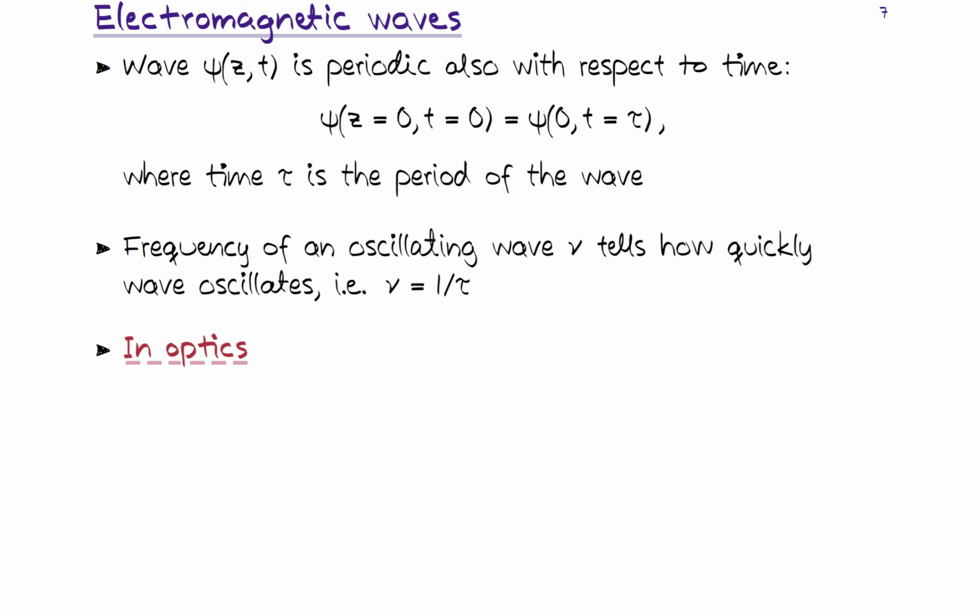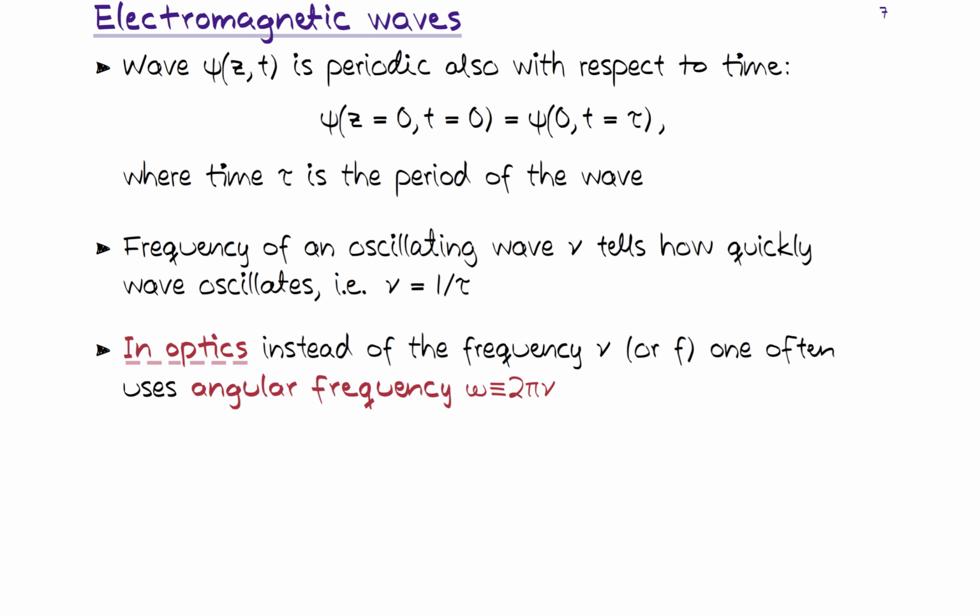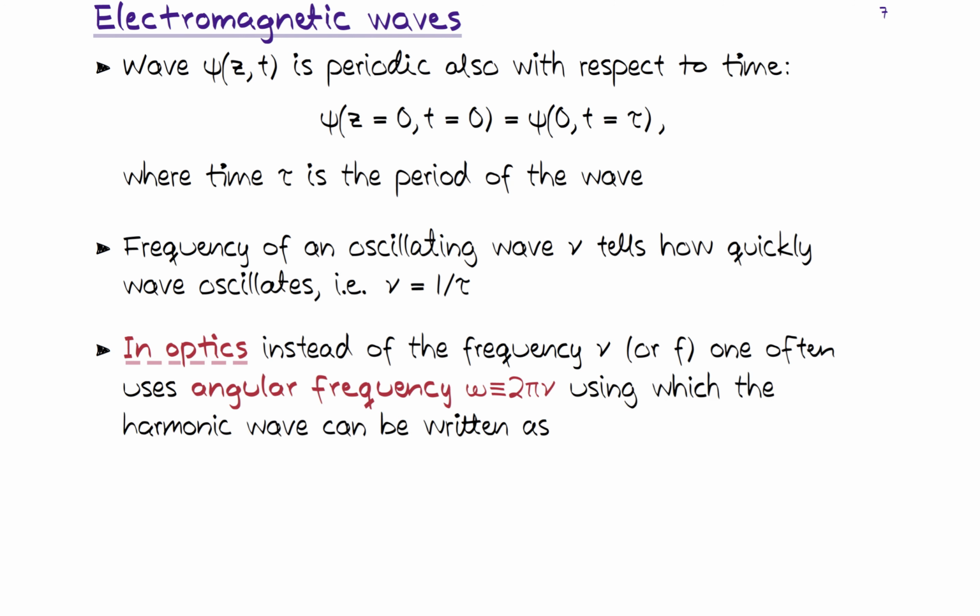In optics, instead of using the frequency nu, of course this depends on the field of optics, but especially in this course, instead of using nu or f as the frequency, we tend to use a more symmetric notation. So instead we mostly use the angular frequency omega, which is simply defined as omega equals 2 pi nu. Using angular frequency, we can write the harmonic wave in a simple form: psi equals the amplitude of the wave a times the sine of k times z minus omega times t.